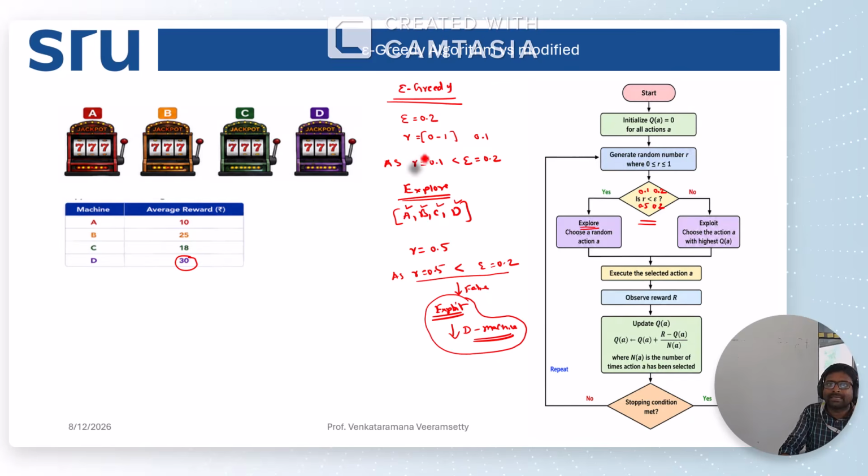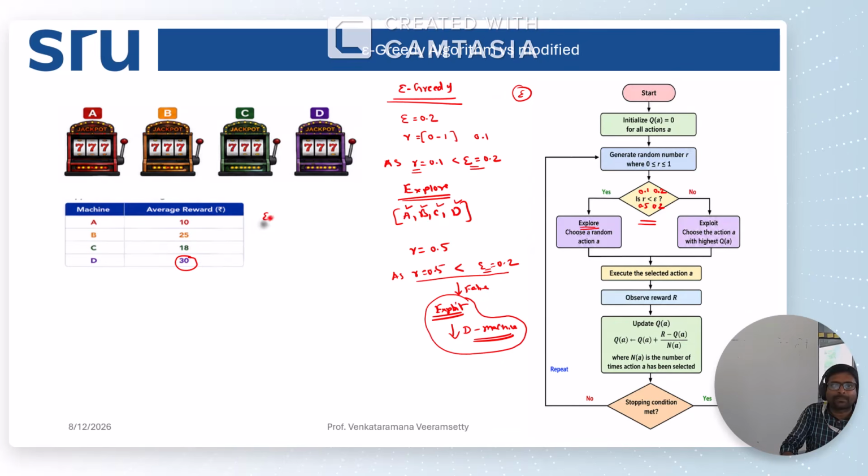In epsilon greedy, when the randomly generated value is less than the epsilon value, then we go for exploration. If the generated random value is greater than the epsilon value, then we go for exploitation. That is the balance between exploration and exploitation. And one thing you need to remember while explaining the epsilon greedy algorithm is that you have to choose a very small epsilon value.